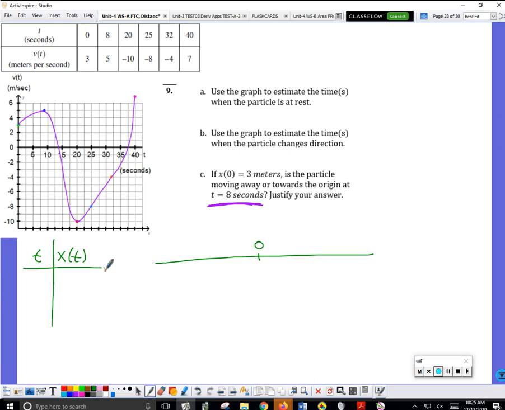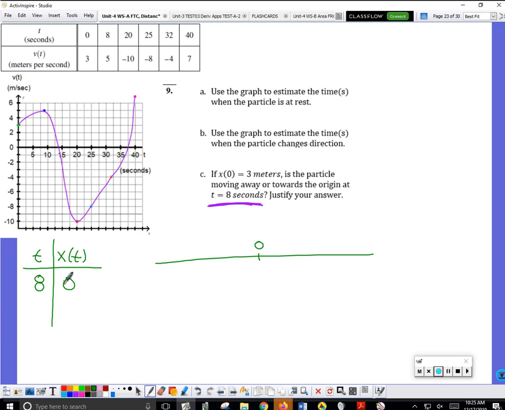Well, there are only 3 possibilities. At time equal 8, the particle could be right at the origin. It doesn't mean the particle stopped. It could be just moving, and right at time 8, it's right there at the origin. Questions?